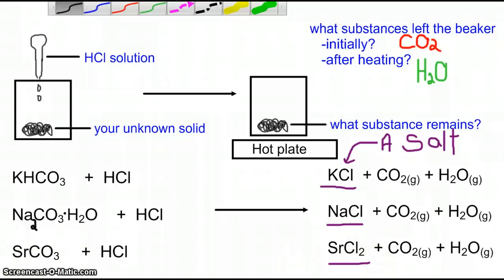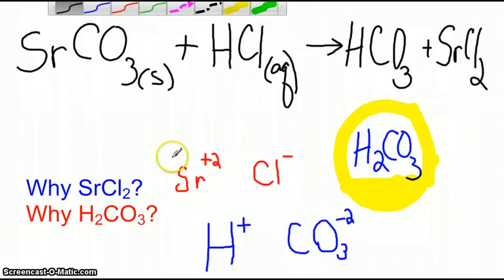So by identifying the type of product formed and doing a calculation, you'll be able to predict the identity of your unknown. So let's go through a few of these. Again, remember, why are the products the way that they are initially? Products are the way that they are because of the charges of the ions. And again, what happens to carbonic acid?